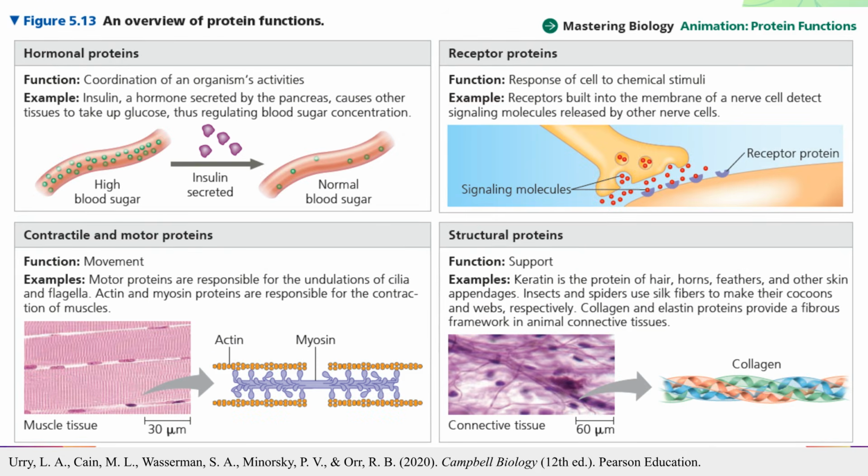Hormonal proteins act as chemical messengers that regulate body processes. For example, insulin controls blood glucose levels by signaling cells to take in glucose. Receptor proteins, found on cell membranes, bind specific molecules such as hormones or neurotransmitters and trigger cellular responses, allowing cells to communicate and respond to their environment.